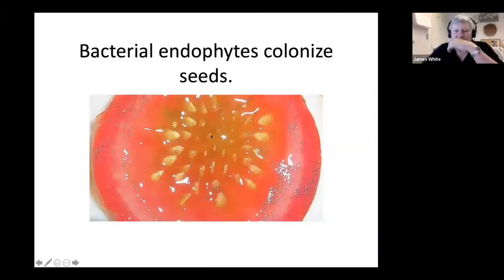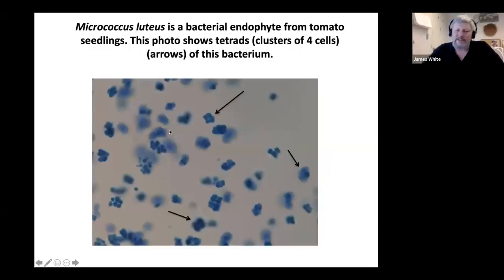Here's another plant that has endophytes. This is tomato. You cut open a tomato, you think, oh, those are 100% pure, clean, sterile inside. A lot of people thought that. But if you take these seeds out and germinate them, you can actually isolate endophytes out of the seedlings, even if you sterilized them a good amount. This is one of the endophytes that come out. This is one called Micrococcus, and it produces these tetrads, or little clusters of 4 bacteria together.